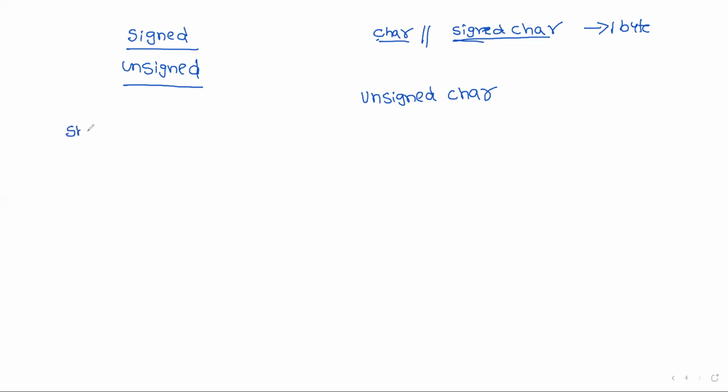For example, char is the data type. By default, this is also called signed char. If you mention it or not, by default char in the sense signed char occupies 1 byte. And if you want to store only positive characters, then you have to represent it especially like this, unsigned char. Here you can use this one or this one, that is not a problem. But if you want to store only positive values, use unsigned char.